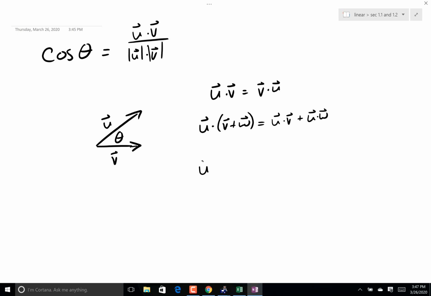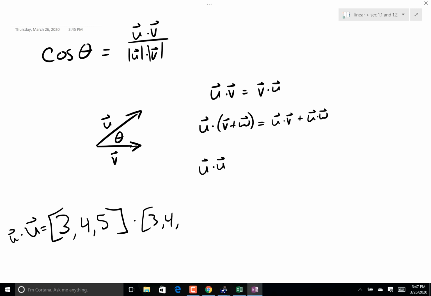This one here is kind of fun. What would u dot u be equal to? Let's think about that for a minute. If you had 3, 4, 5 for your u vector, what would u dot u give you? Well, u dot u would be 9 plus 16 plus 25. Wait a minute, that's 50. But wait, isn't this a squared plus b squared? This is equal to the magnitude of u squared.